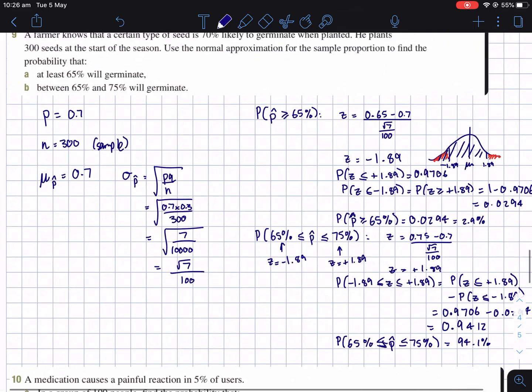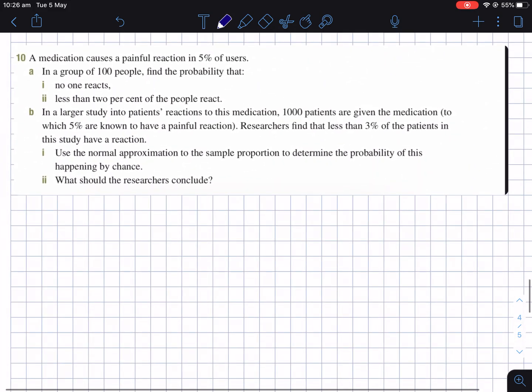Okay, that's all they wanted, isn't it? Yeah. Question 10. So they've told us straight away P is 0.05 because it causes a painful reaction in 5% of users. The number for this sample we've taken is 100.